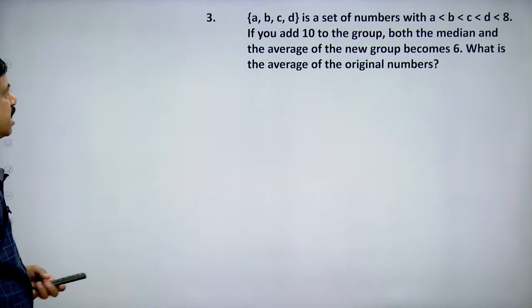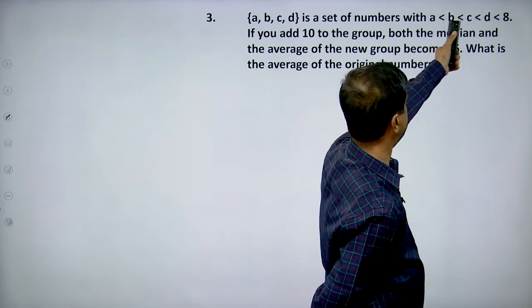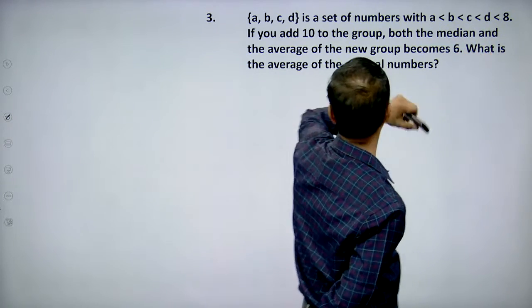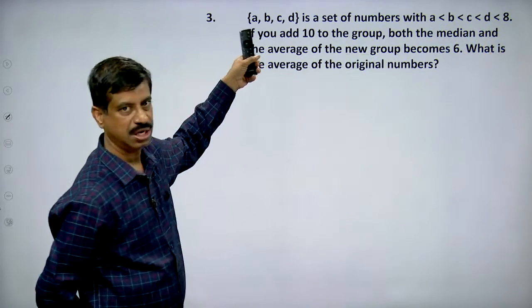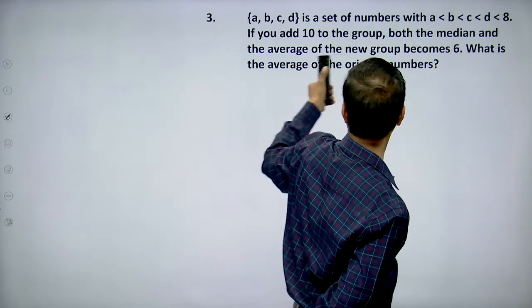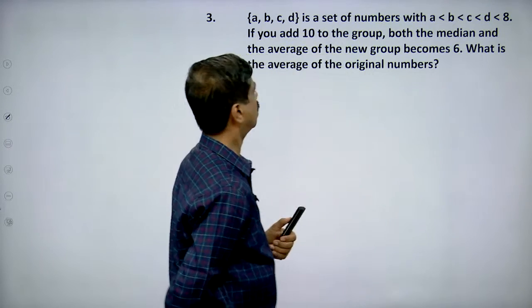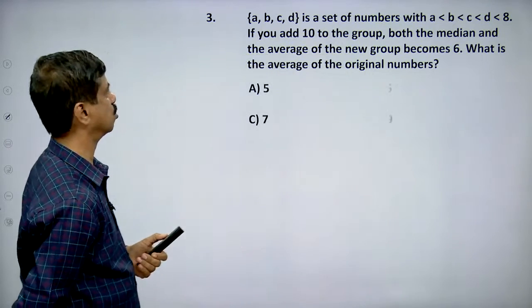Right, children, let us go to the next question. A, B, C, D is a set of numbers, all four less than 8. If you add 10 to the group, both the median and the average of the new group become 6. What is the average of the original numbers?